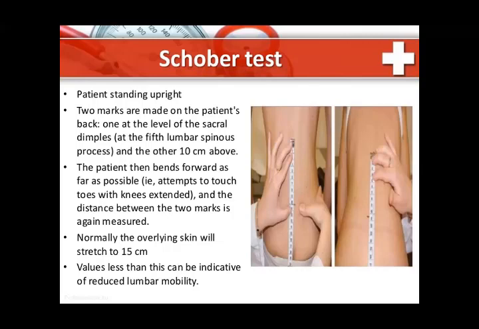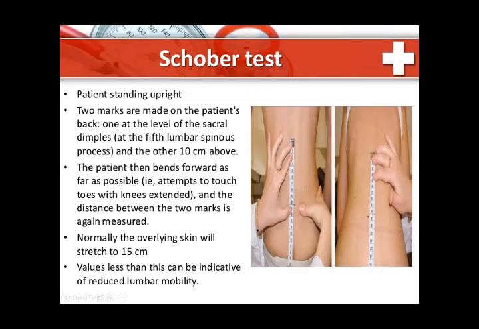So an increase in this length is a normal flexion, and a reduction is bad. That means your spines are fused together and have limited movement. So this is the Schober test. I hope you understand. Limitation of flexion and reduction of the distance means your spine is diseased. Increase in flexion, with a distance more than 15, means your spine is okay.